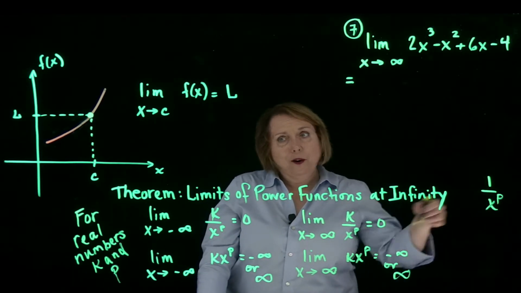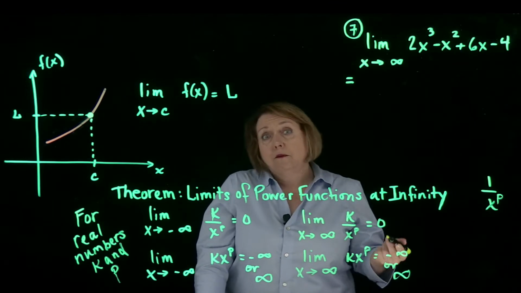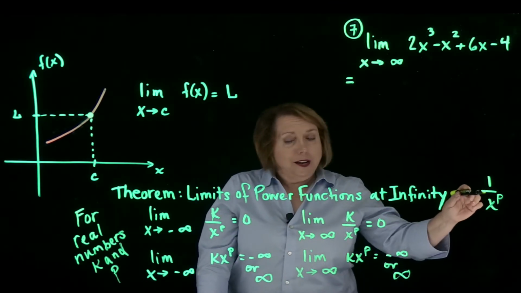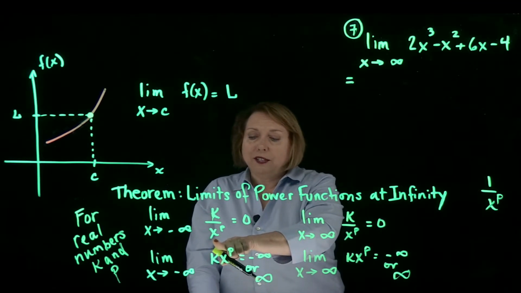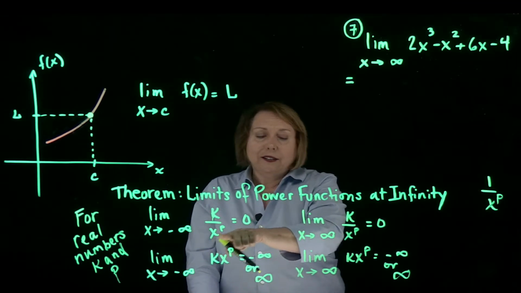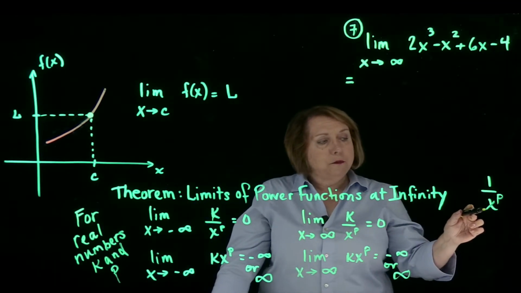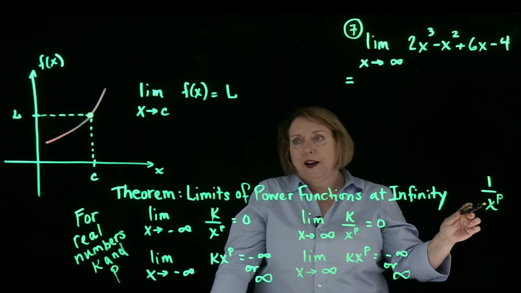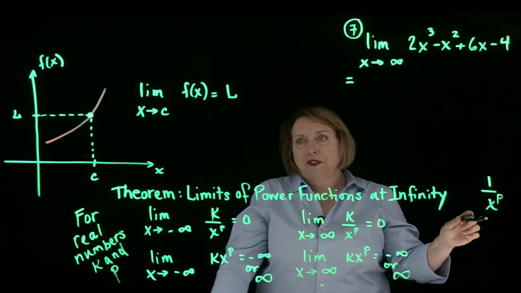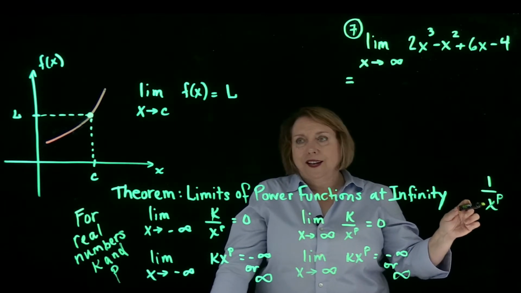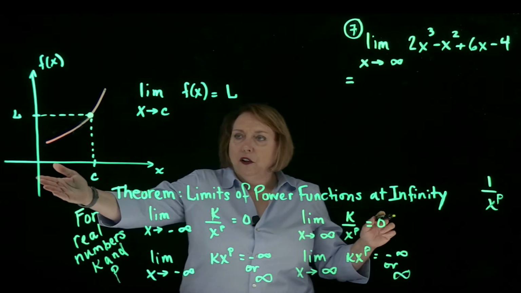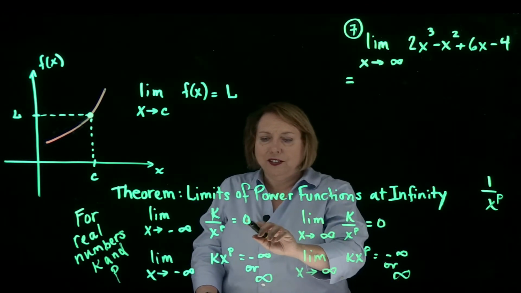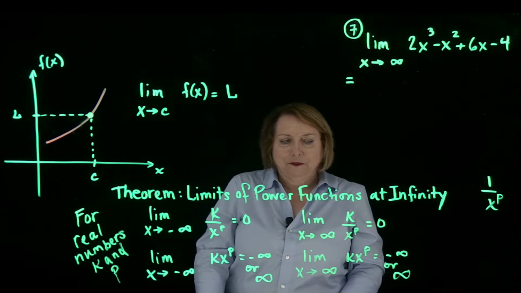K could be 1 or k could be any real number. The limit of that function is going to be equal to 0 because as x is getting smaller and smaller and smaller, negative numbers, like 1 over negative 5, negative 1/5, 1 over negative 10 is negative 1/10, you're getting closer and closer and closer to 0. And that's why that function's limit is equal to 0.